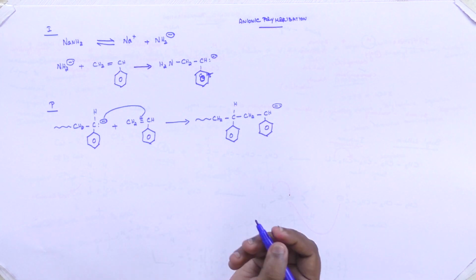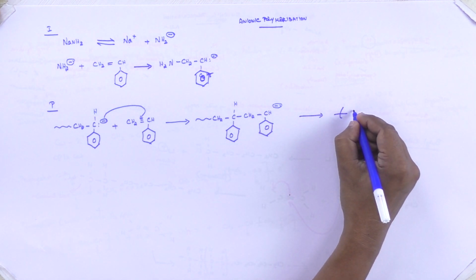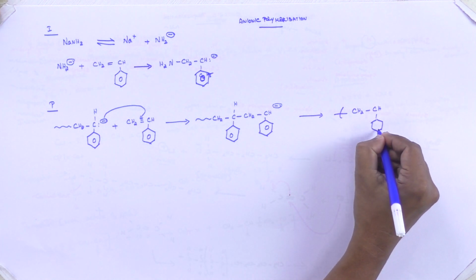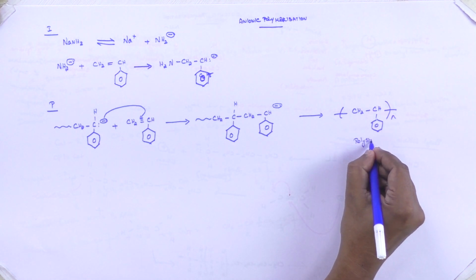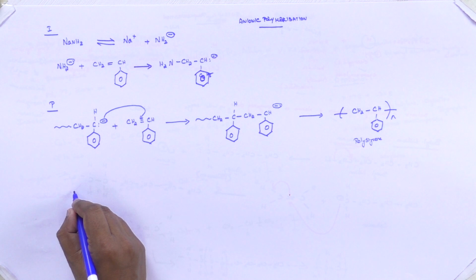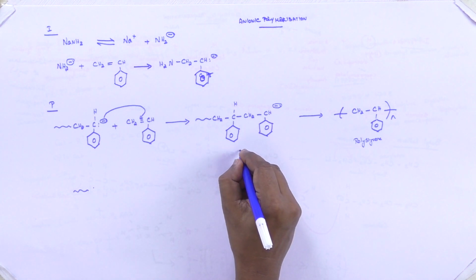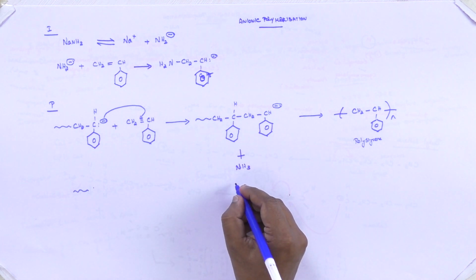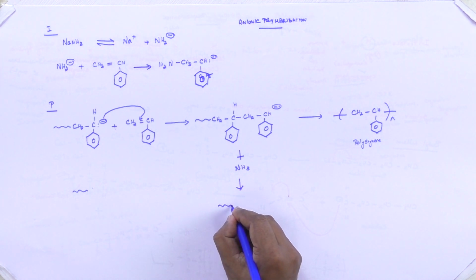And of course the termination step, in which you will get n times. So this is the termination type where you get polystyrene. But actually during this process there may be the formation of a product like this, from here, plus ammonia. So your product may be, this is the rest of your chain.